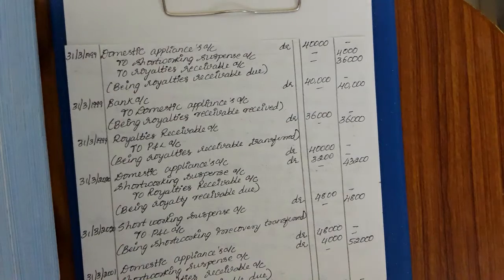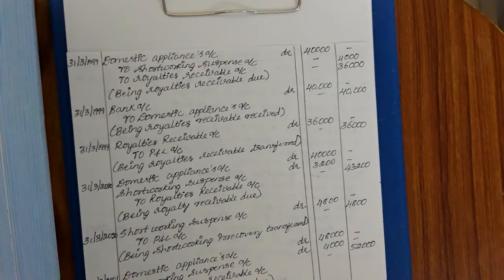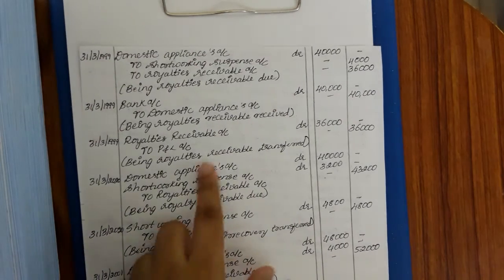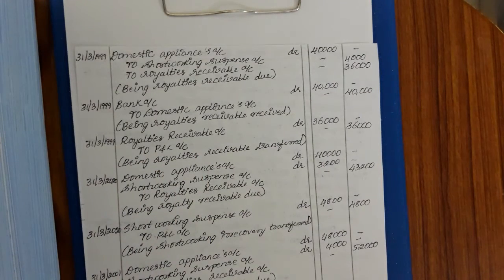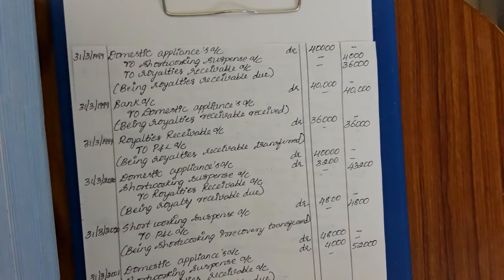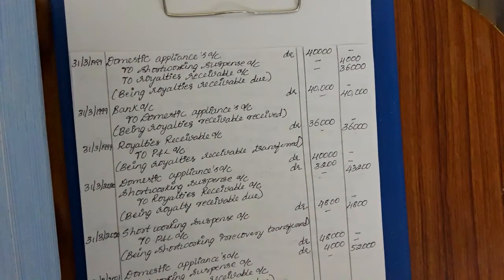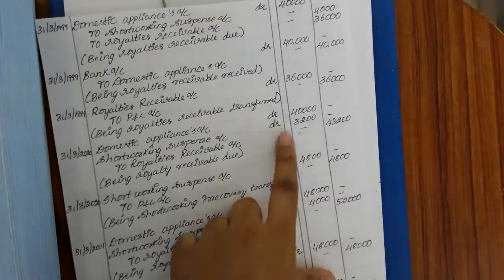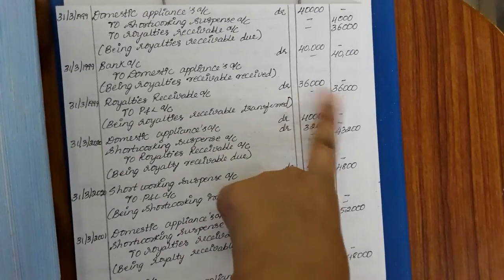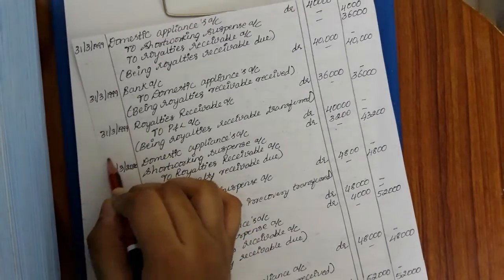So after that, what is the entry? Third entry is for transfer of royalty to P&L account. Royalties receivable account debit to profit and loss account. Exactly what the royalty is, you will be writing that, not the amount you received. You will be writing here the royalty earned for the particular year. That is 36,000. Yes, 36,000 you have entered here. Understood? Done with the second year.